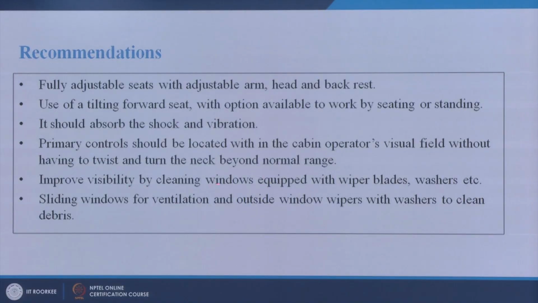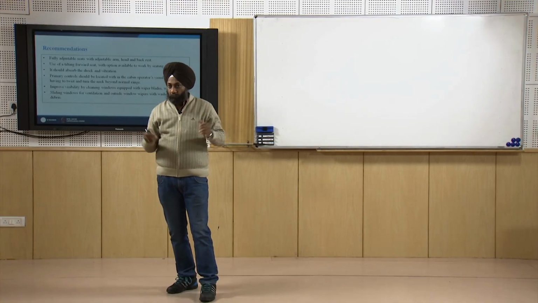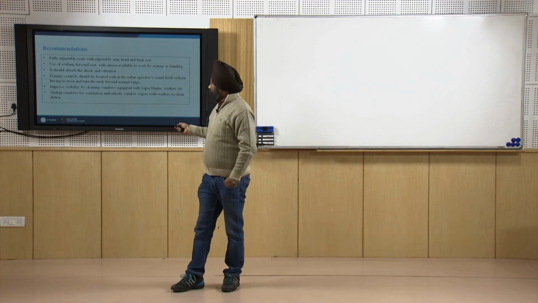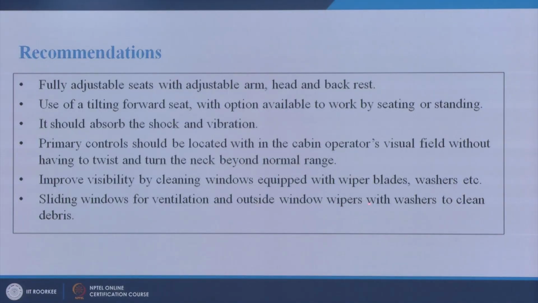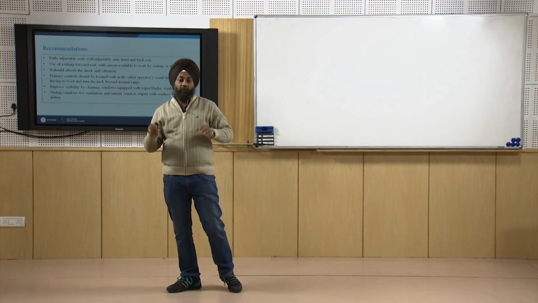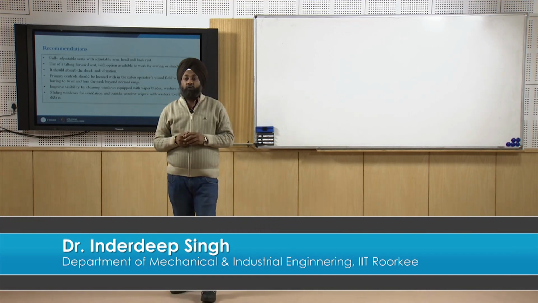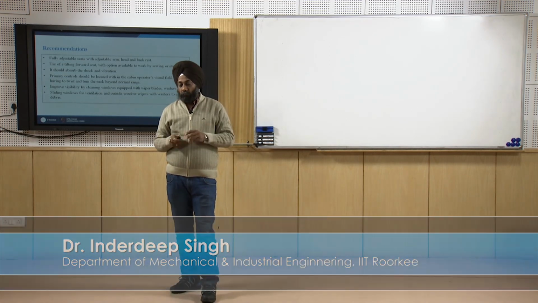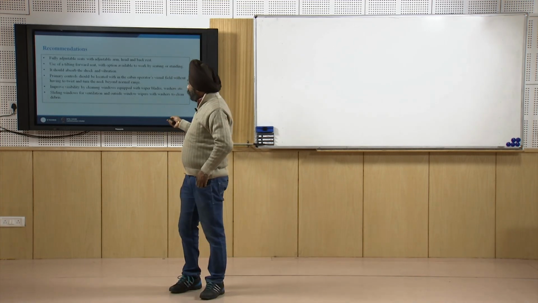Improve visibility by cleaning windows equipped with wiper blades, washers, etc. You can see the operator has to look all around for performing his operation. So there should be an adequate arrangement for cleaning of these glass windows. Sliding windows for ventilation and outside window wipers with washers to clean the debris. There should be adequate ventilation possible, because during the peak summers it may become hot and humid inside the crane tower trolley.